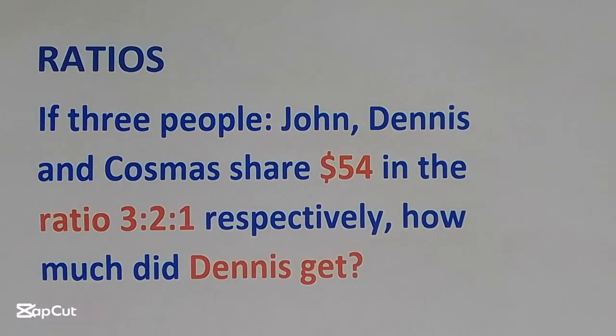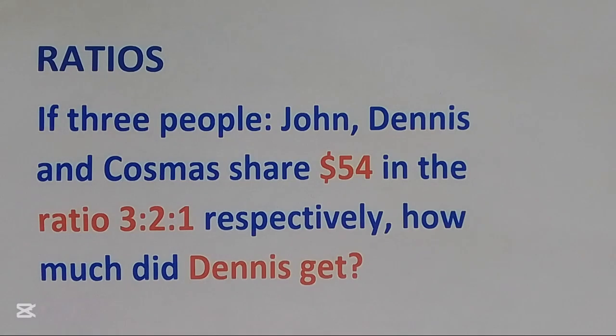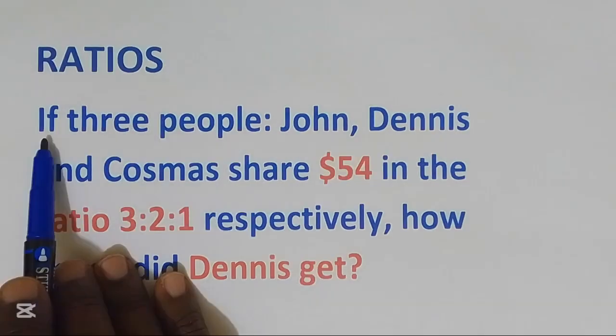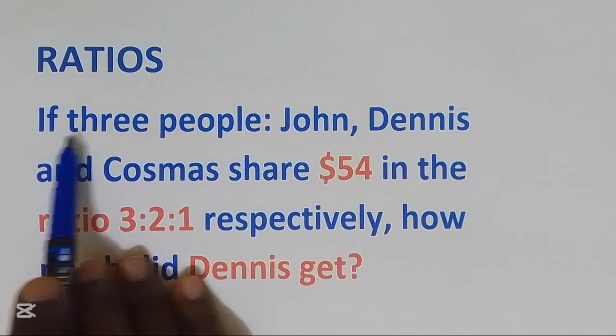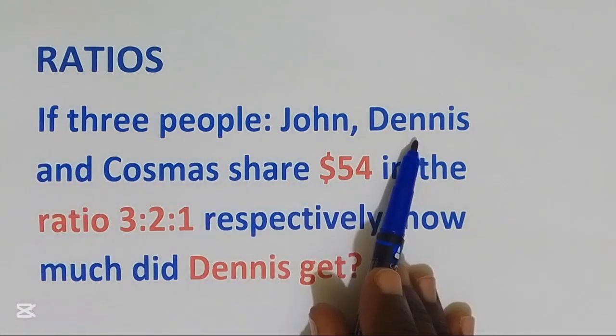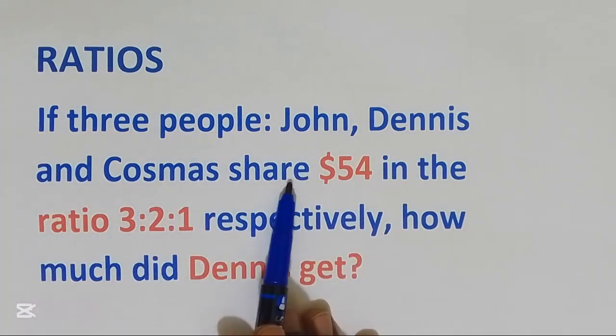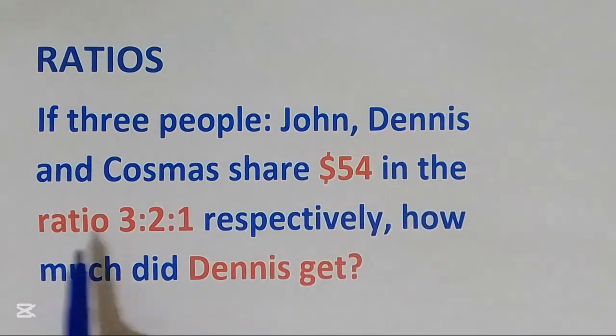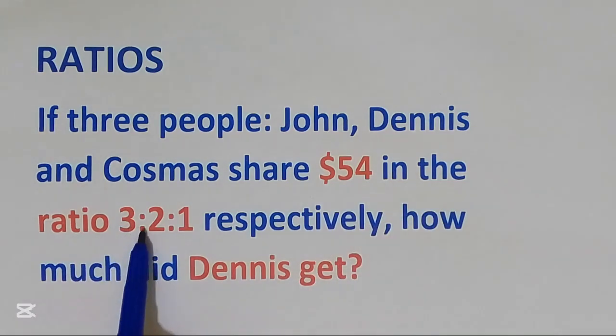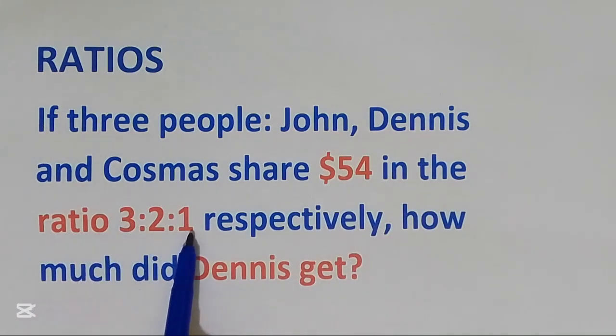Have you ever entered a situation where you have to divide a certain amount of money in a ratio? Here we have a ratio problem we are going to do step by step. The question says, if three people, John, Dennis, and Cosmas, share $54 in the ratio 3:2:1 respectively, how much did Dennis get?